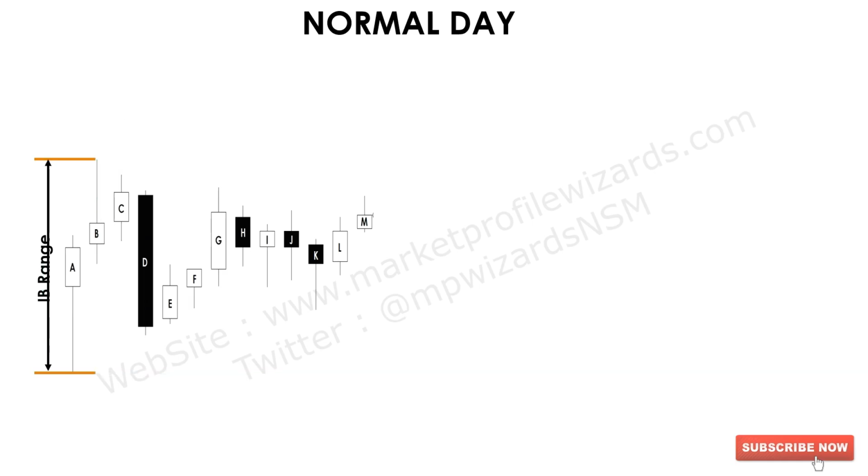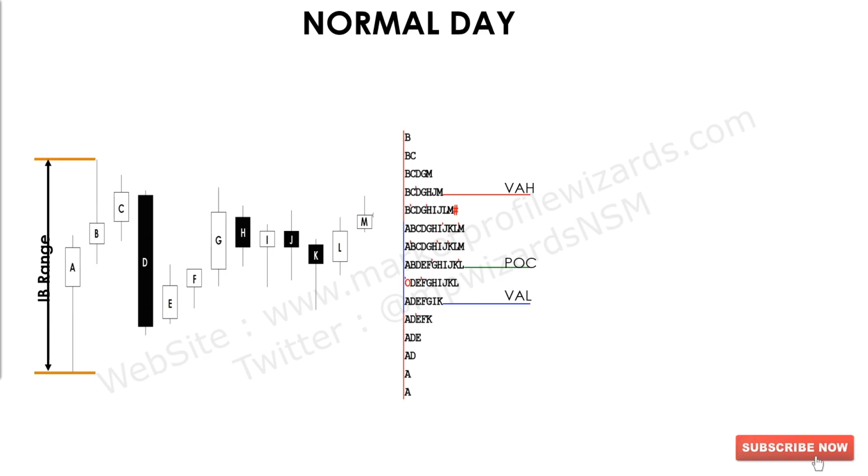Let's see this in the market profile chart. This is the market profile chart of the normal day. You can see that the entire session has traded within the A and B sessions. As I said, every day structure has its own characteristics, so we need to understand each one very clearly. Let's understand the characteristics of the normal day.